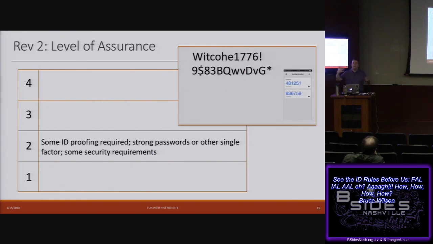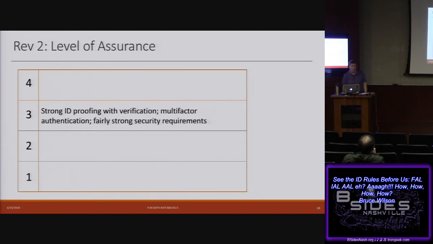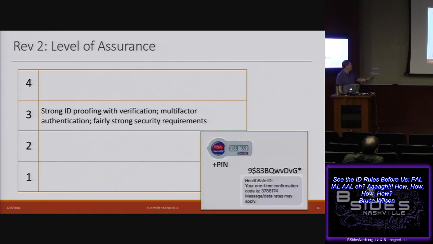You also get something like Google Authenticator. This is also a single-factor authentication when it's used by itself. This is one of the things that's also possible at Rev 2, or at level 2. At level of assurance 3, we get strong identity proofing with verification. LOA 3 requires multi-factor authentication and has some very stringent security requirements. So you get something like a SecurID with a PIN, multi-factor, something you have, something you know. You get a password with the SMS loop.